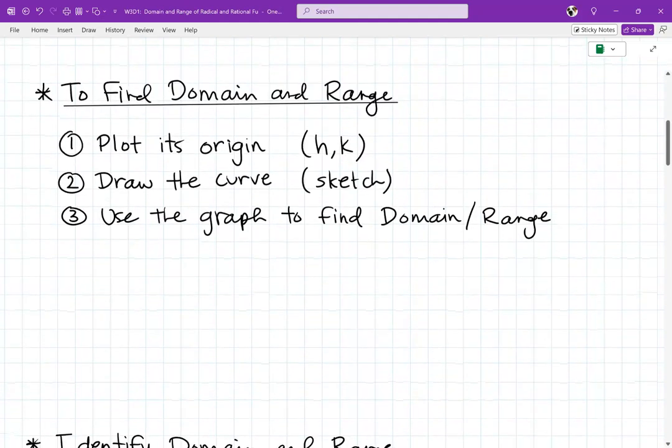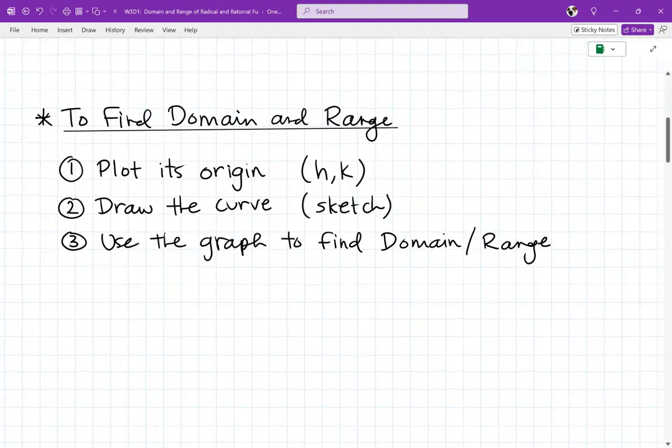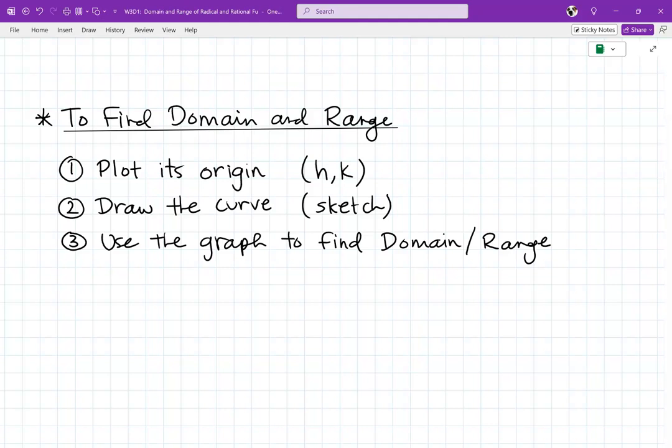So here's the next thing that you guys have to basically write down. In your homework, they're going to ask you to find the domain and range of these graphs. Okay, so find the domain and range of the graph or of the function. There are 3 steps to doing it. The first thing is you're going to plot its origin, the h, k. Put that on a graph. Second, you're going to sketch it. You're going to draw the curve. And it doesn't have to be perfect, just a quick sketch. And third, use the graph to find the domain and range.